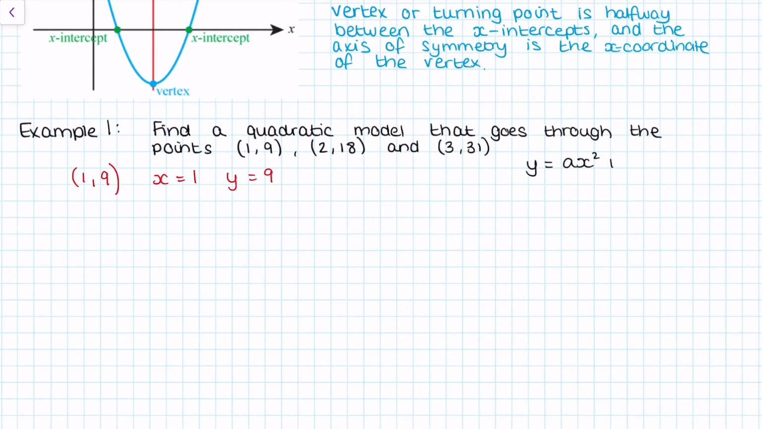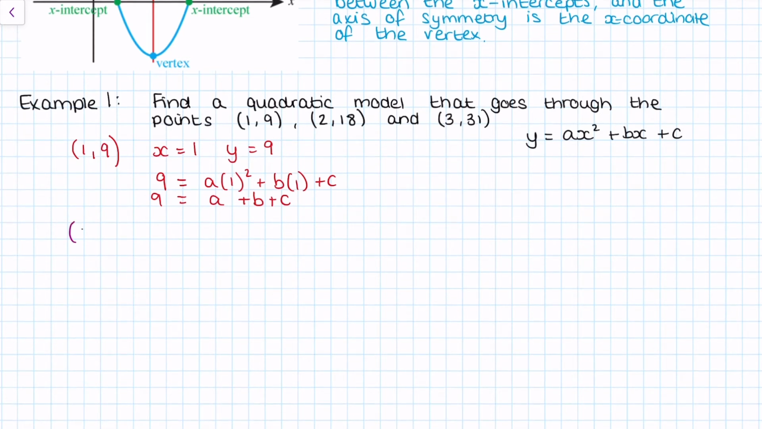y equals ax squared plus bx plus c, and we're going to sub x and y in. So the first equation would be 9 equals a times 1 squared plus b times 1 plus c, which just gives us 9 equals a plus b plus c. And we're going to do that for each of the points.